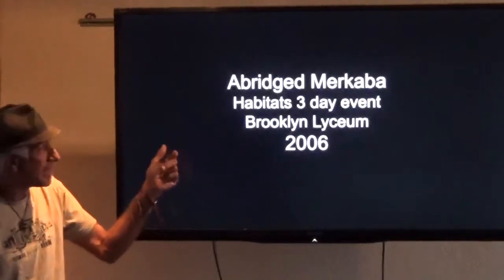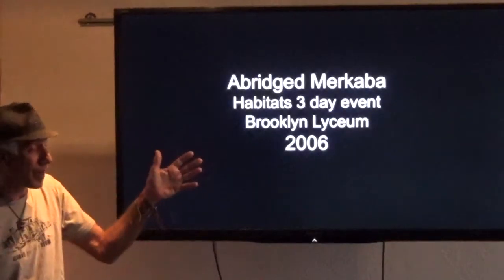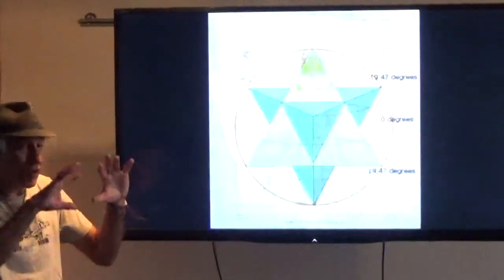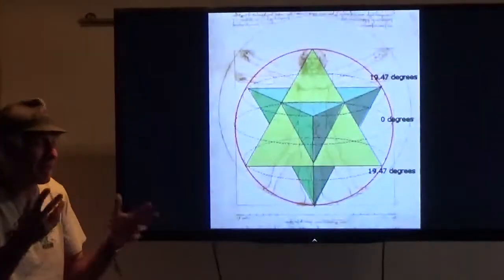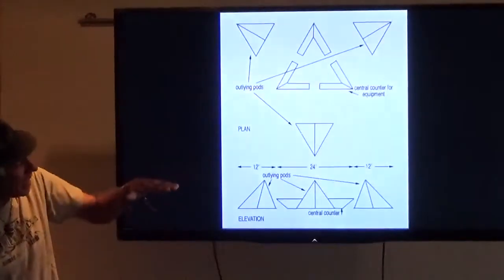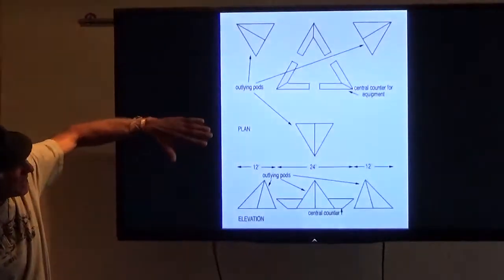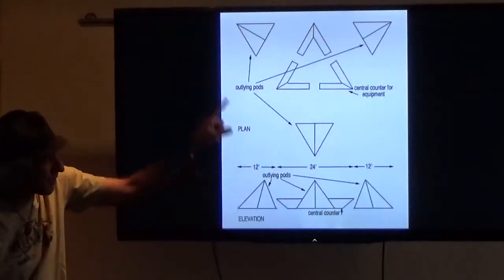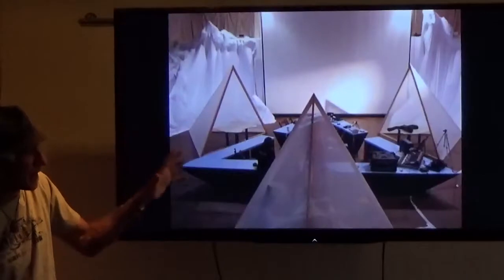So in New York City, I was invited to build this structure for this event at the Brooklyn Lyceum, and it was to house all of the artists and performers and people participating in it. So I took the star tetrahedron and I cut, it's a little hard to see in this, but it's a slice out of the downward pointing one and the corners off of the upward pointing one. Much easier to see what I built.